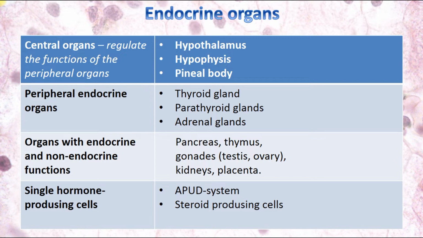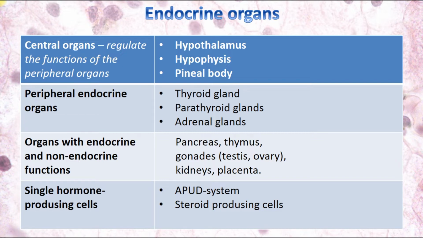Also, we have organs with endocrine and non-endocrine functions, and they may be described as a kind of peripheral endocrine organs. They are pancreas, thymus, gonads, testes, ovaries, kidneys, and placenta. They have two or more functions. One of them is endocrine function. Another function may be exocrine. For example, the pancreas produces pancreatic juice. It's an exocrine, non-endocrine function, and it also provides synthesis of some hormones.